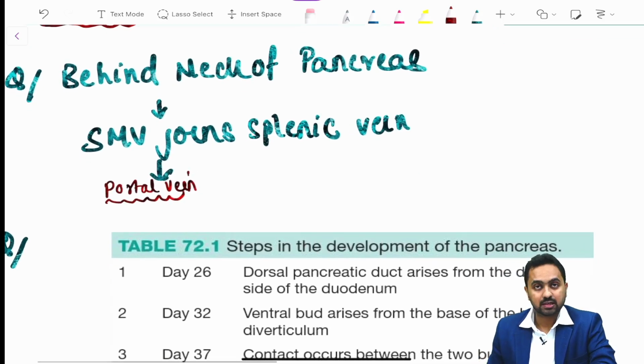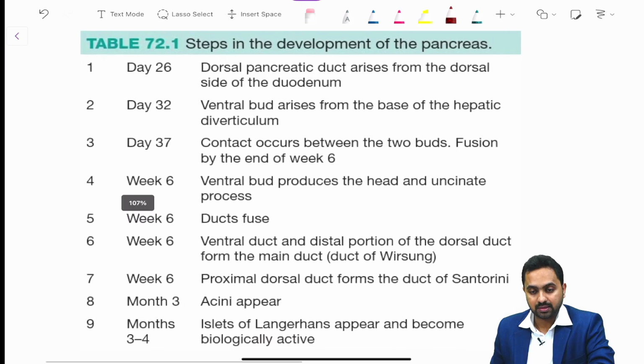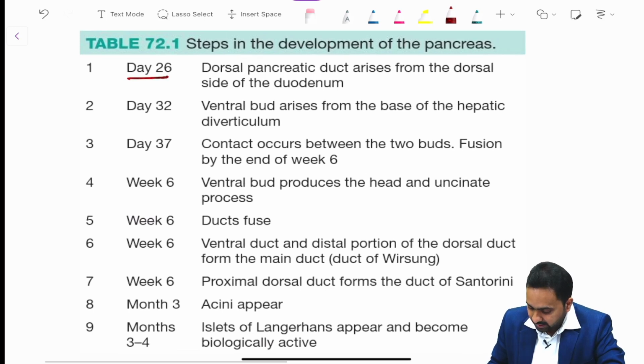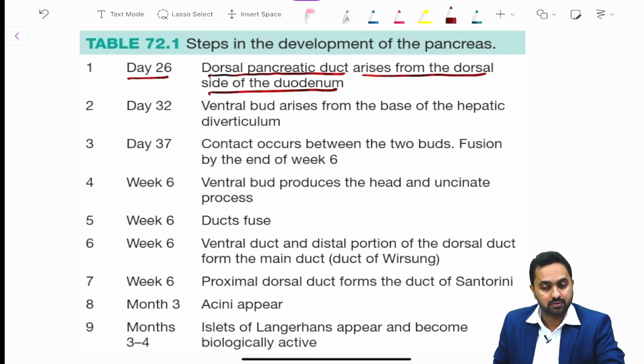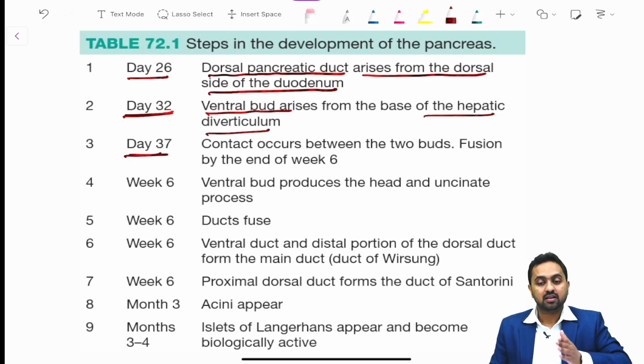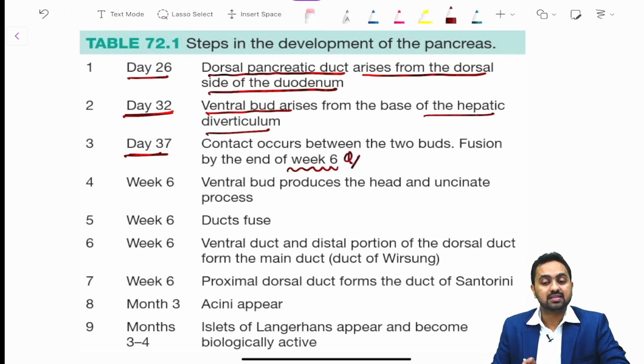So I have taken this table from Bailey and Love. There have been questions asked from this table, and hence it makes this a very important table. At day 26, we have a dorsal pancreatic bud that arises from the dorsal side of the duodenum. At day 32, we have the ventral bud, which arises from the base of the hepatic diverticulum. At day 37, we have contact between these two buds, and fusion ends by the 6th week.